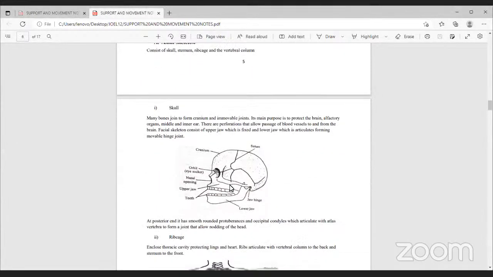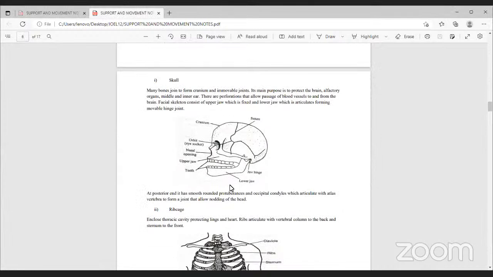The skull, you can see it on your screen there, the one that I'm sharing. So when we talk about the skull, it is basically made up of the cranium. It has the upper jaw, sometimes we call it the maxilla. Then we also have the lower jaw that we call the mandible. So the lower jaw, the upper jaw, and the cranium form the skull. You can see them there.